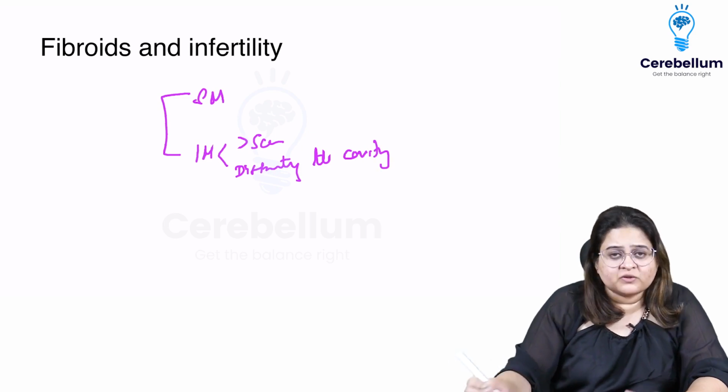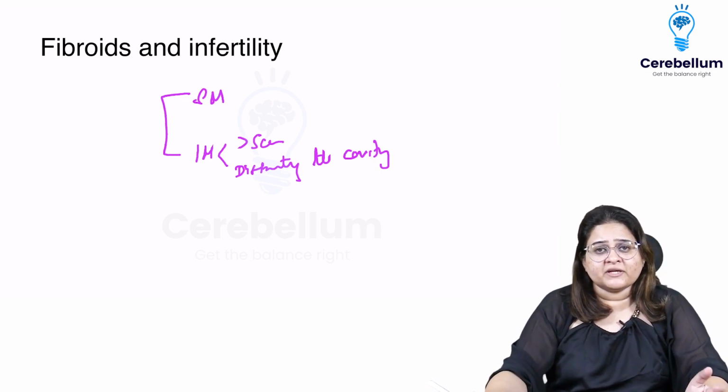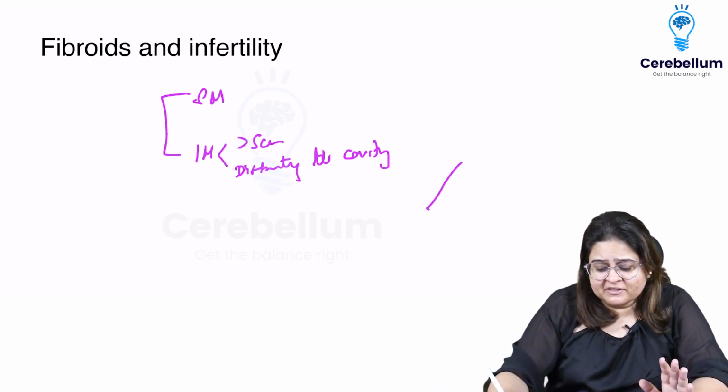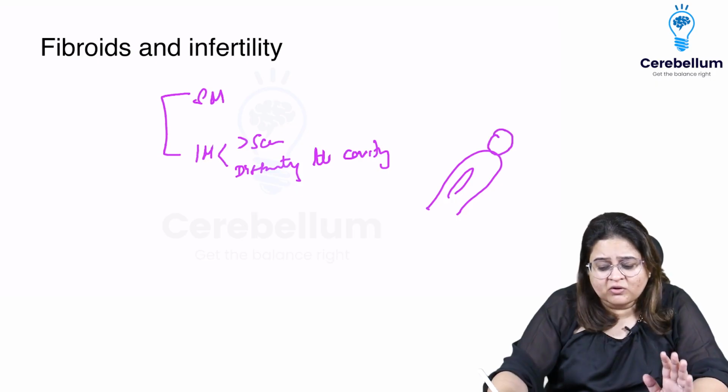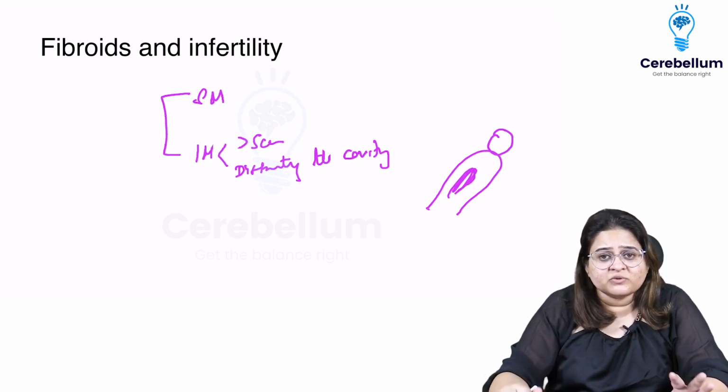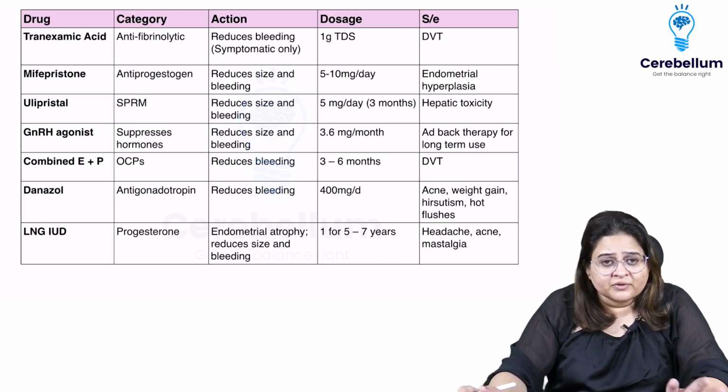So, if you have a patient, the question comes, subserous fibroid and she has infertility. Do you need to remove it? No, a subserous fibroid sitting here is not going to affect fertility. Okay, because the implantation is happening here. So, only something which is affecting the endometrium is going to need to be removed.